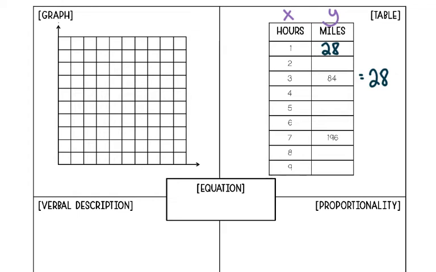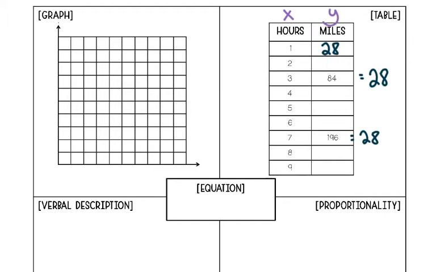And then I want to do the same thing just to check here. 196 divided by 7 should also give me 28. So I'm just going to double check that. And it does. 196, our y, divided by our x, gives me 28. So if I do y divided by x for any point in the table, I should end up with an equivalent ratio, or the same answer. That would be our unit rate.